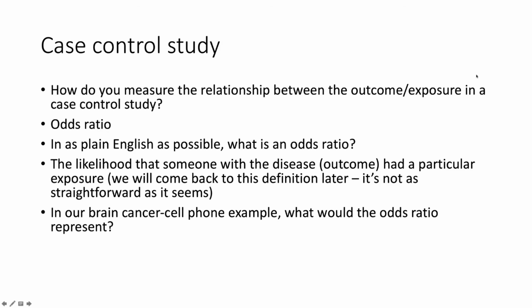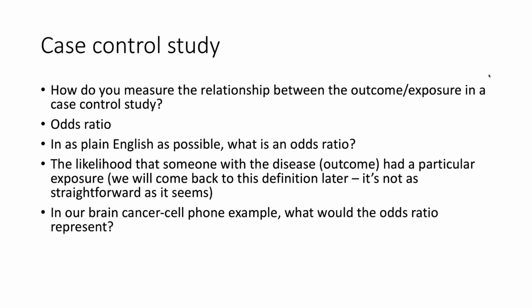The way that I test how well we've explained something is I ask someone who didn't know the answer afterwards to see, can they explain it? So how about Caitlin? I don't know if you knew this or not, but can you explain to me what the odds ratio would represent in our brain cancer cell phone example? No, I do not have a good grasp of this. I used to have it memorized, but I'm coming back to it now.